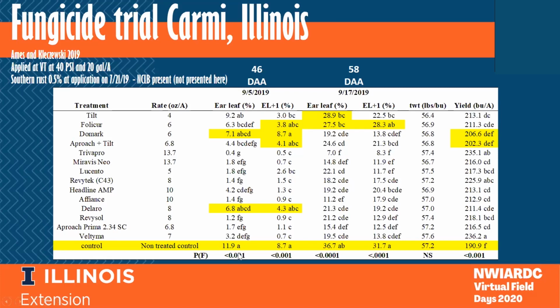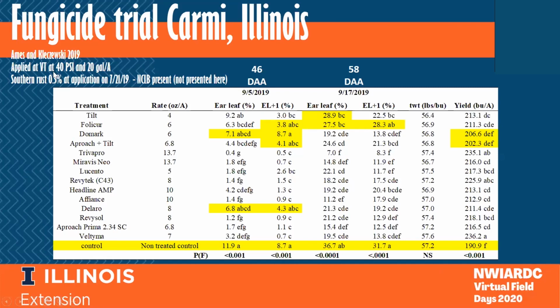So at this point in time, you can see we're getting some control of southern rust. Anything that shares the same letter here is statistically similar. I make those all yellow here if they're similar to controls. And then if they're different from the controls, or different from one another, they'll have different letters behind them. So here you can see that we're getting a reduction with most of these products on that ear leaf.